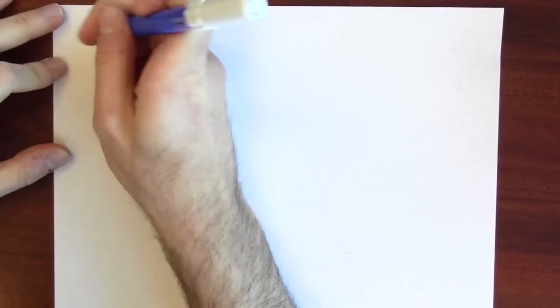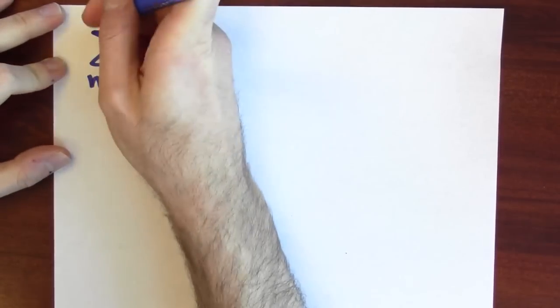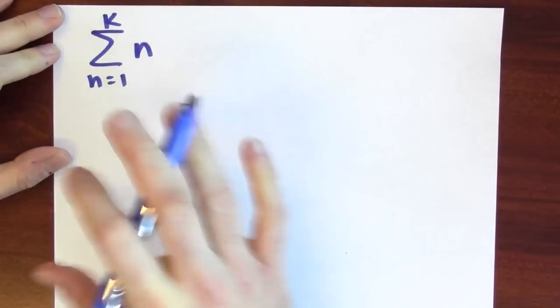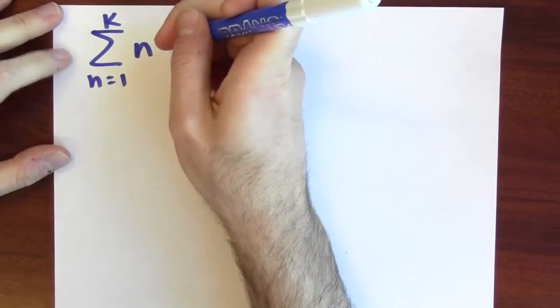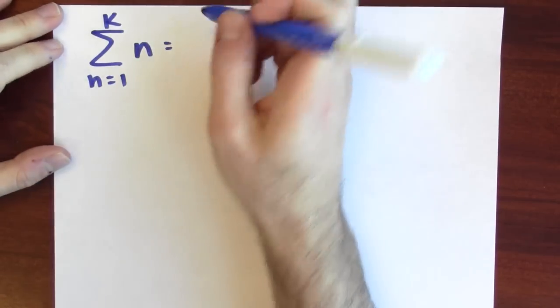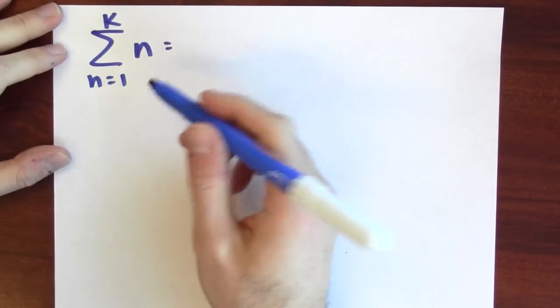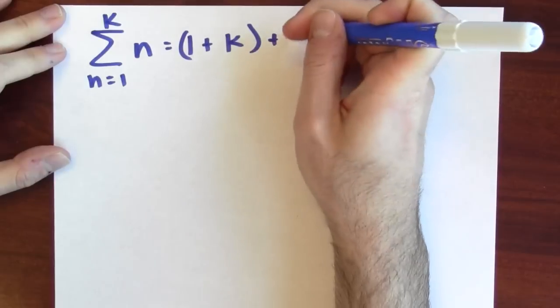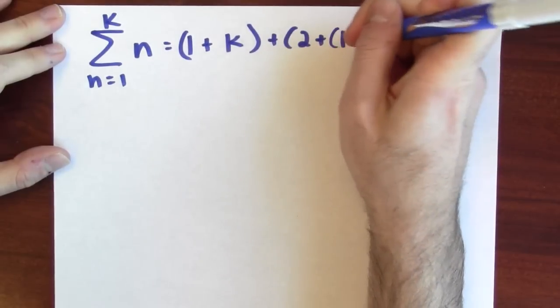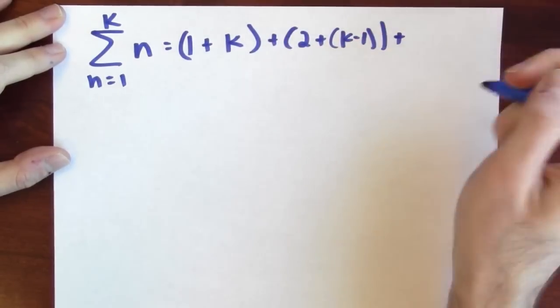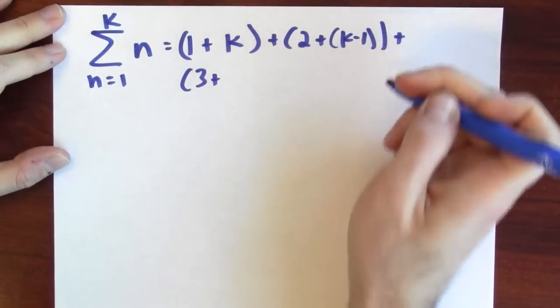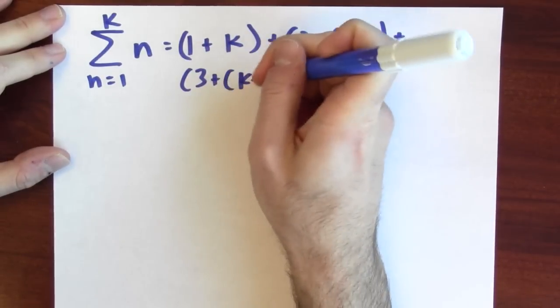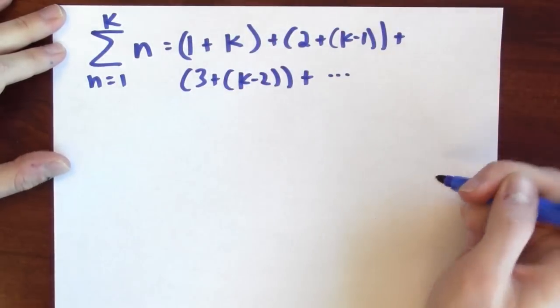Armed with this trick, I can do the same thing to attack the problem in general. So in general, I'm trying to do the sum, n goes from 1 to k of just n. I'm trying to add up the first k whole numbers. And if I write this in a different order, and let's say k is even, just to make this a little bit easier to think about, I'll take the first number and the last number and add those together, the second number and the second to last number and add those together, the third number and the third to last number and add those together.